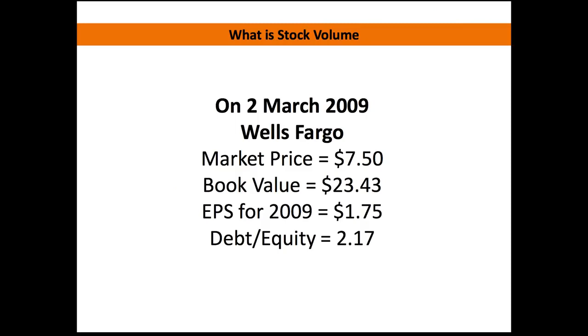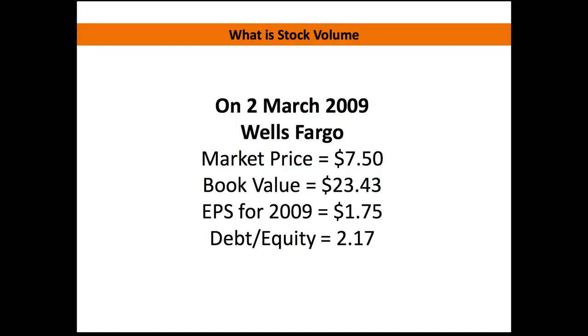So let's look at the numbers on Wells Fargo back on that day where they had enormous volume traded for the company. The market price was $7.50, the price that you could buy those shares for. The book value on the company was $23.43. The earnings per share back in 2009 was $1.75, so it wasn't even in a negative EPS situation as a bank stock. It was in a positive situation. And they were also paying a dividend, which I don't even have listed here. The debt to equity was at 2.17.